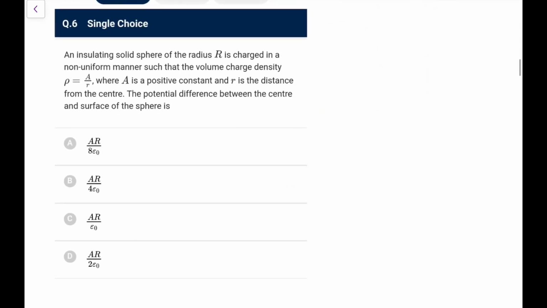Next. An insulating solid sphere of radius r is charged in a non-uniform manner such that the charge density is a by r. If a is a positive constant and r is the distance, what is the potential difference between the center and the surface of the sphere? Okay, potential difference we have to find out. So first of all, find out the variation of the field.